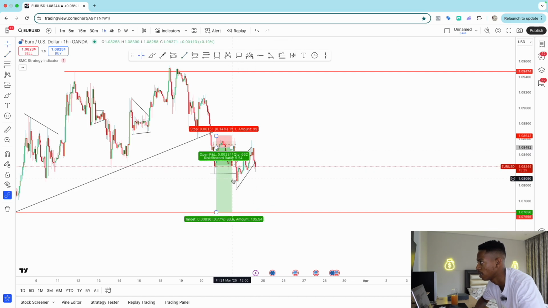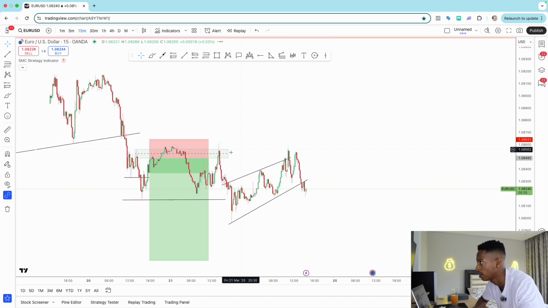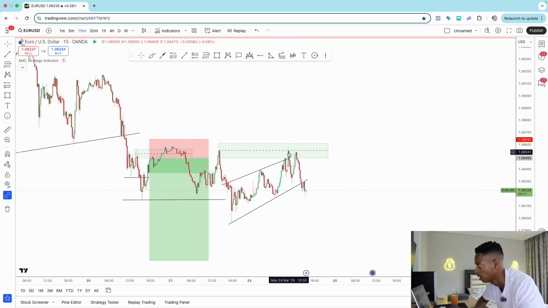Let's say if I was looking for entry, I was going to say I'll wait for price to break the low and then go back down to come back here, 15-minute candle. Maybe let's say I would be looking at this candle before entry, and already it has been tested. You can see here it has been tested.